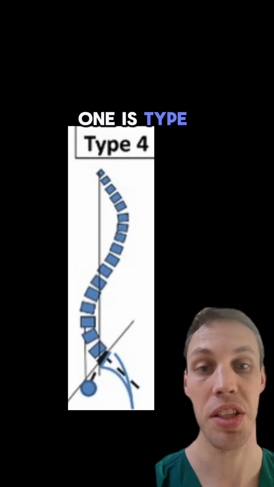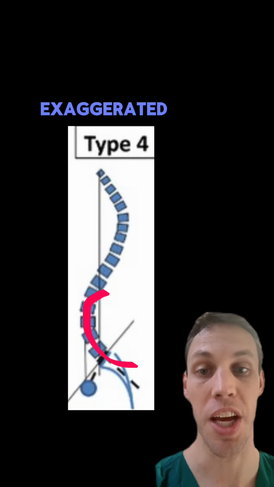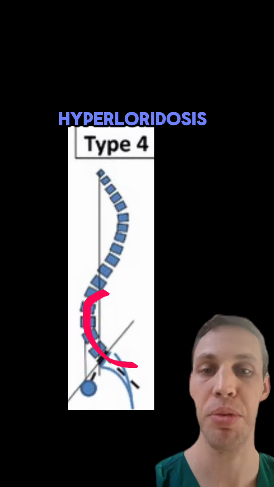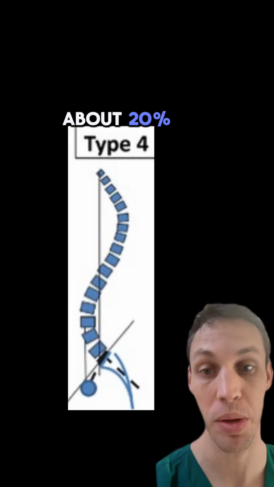And the final one is type 4. You can see how deep and exaggerated that curve is. We call this hyperlordosis, and this affects about 20% of the population.